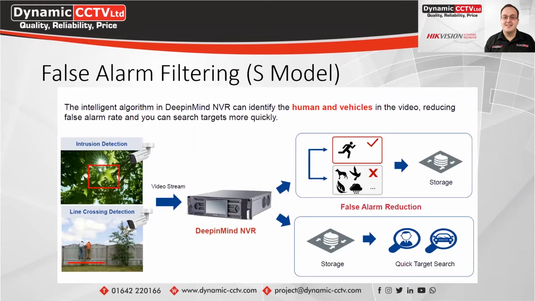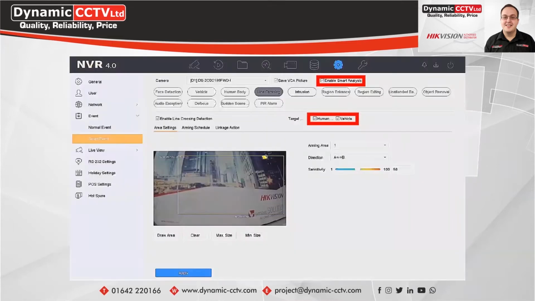It'll filter out animals, birds, even weather, which have triggered standard VCAs in the past. And it also allows you to search back more easily with the quick target search on the DeepinMind MVRs as well. So with the DeepinMind MVR, this is on the actual front end of the MVR with your local menu output.